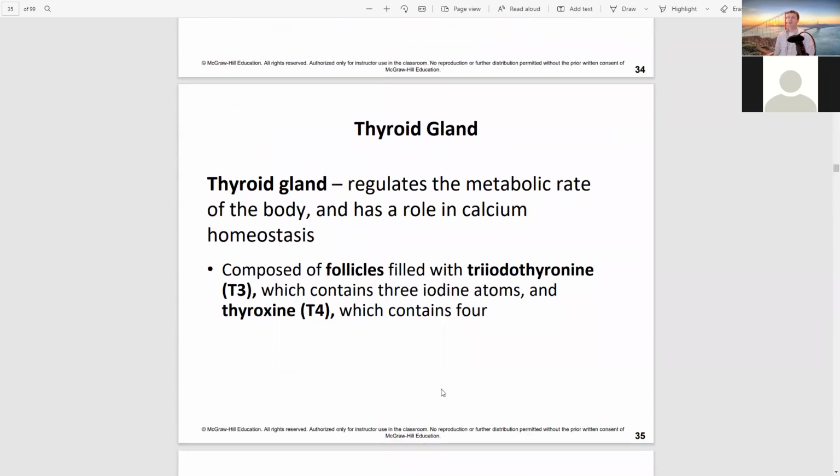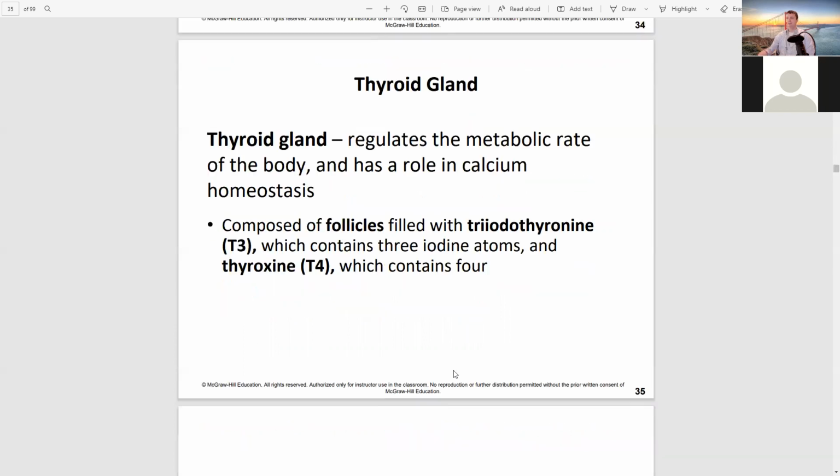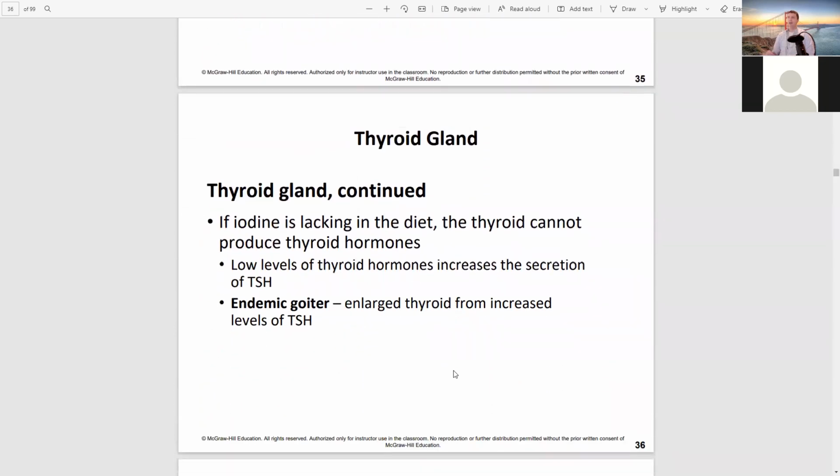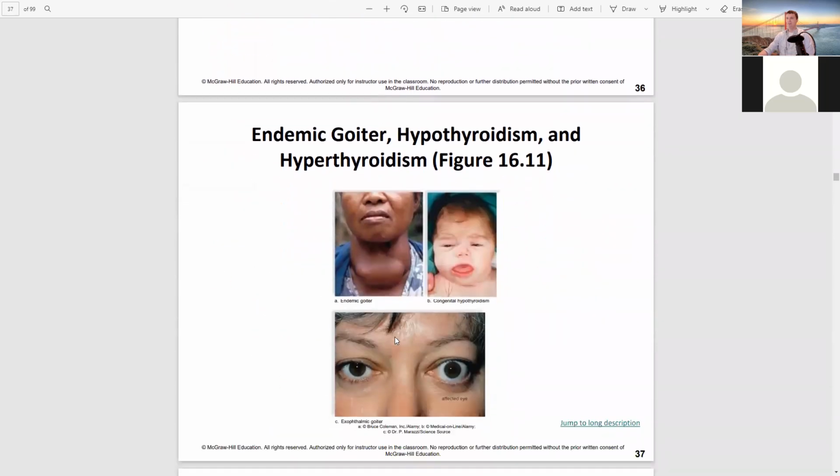So the thyroid gland regulates the metabolic rate of the body and has a role in calcium homeostasis. It's composed of follicles filled with T3, which contains 3 iodine atoms, and T4, which contains 4. If iodine is lacking in the diet, the thyroid cannot produce thyroid hormones. Low levels of thyroid hormones increase the secretion of TSH. Endemic goiter is an enlarged thyroid from increased levels of TSH.